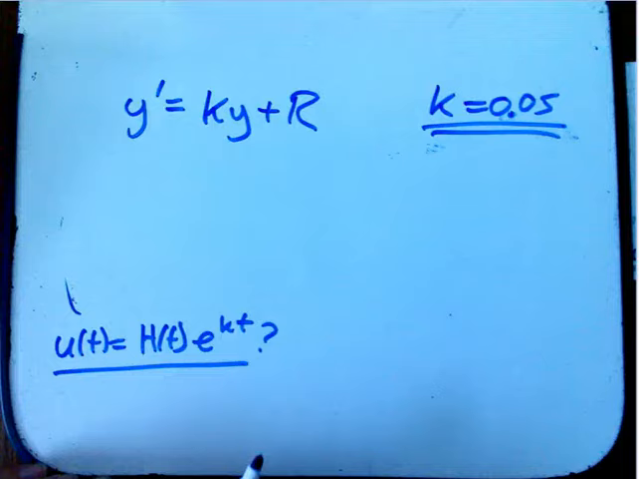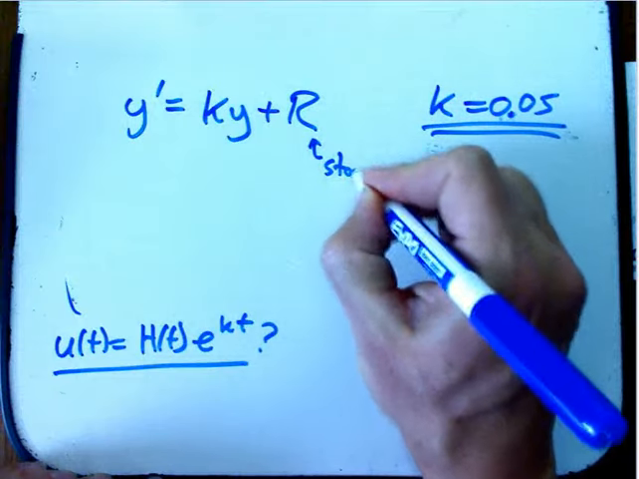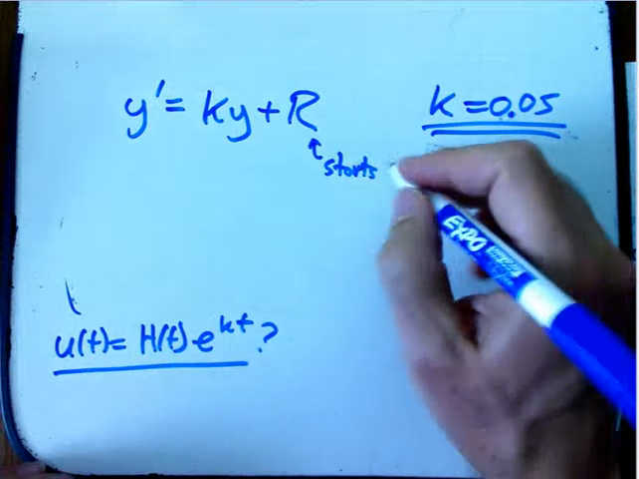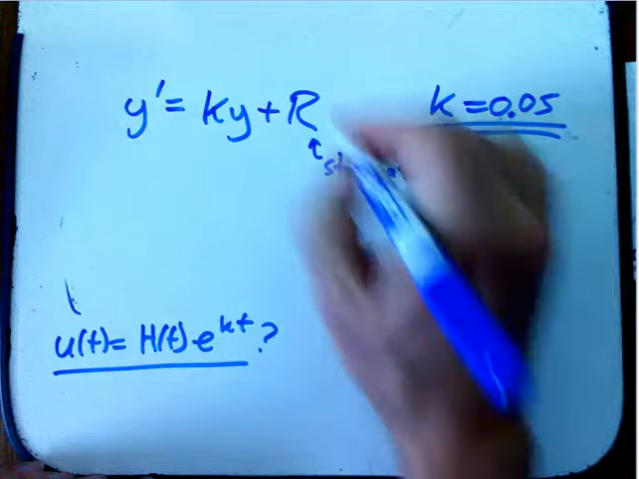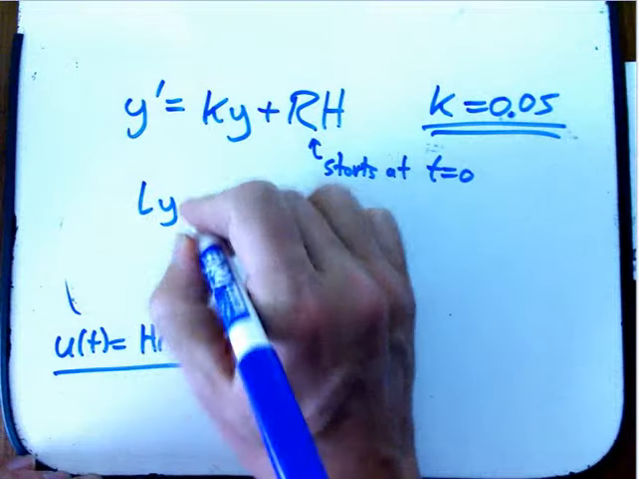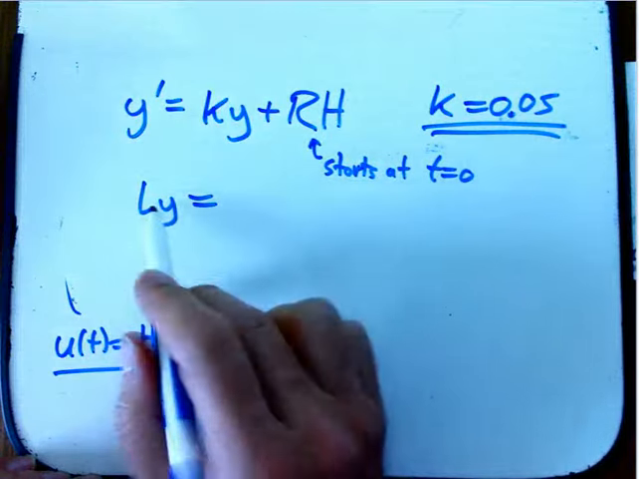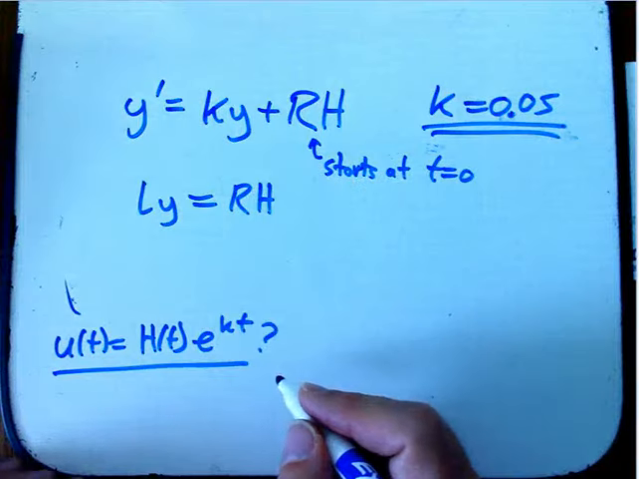But let's say this starts, I haven't been doing it forever, because then I would get infinite answers. It's the sort of causality thing again. Let's start at t equals 0, so it's actually plus r h, the unit step function. So in other words, if we put together L as D minus k, it's Ly equals a constant times h.